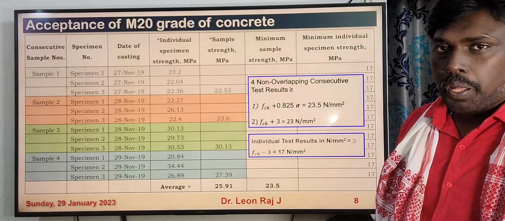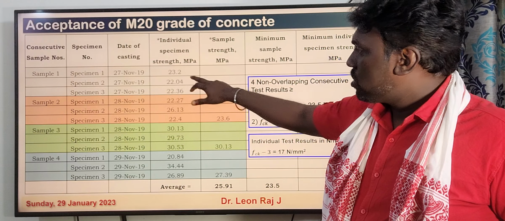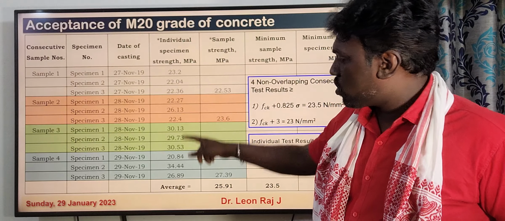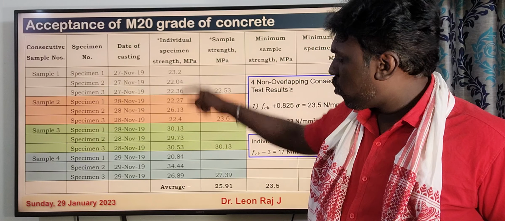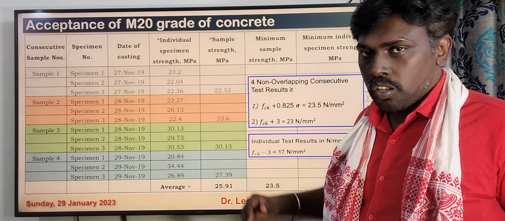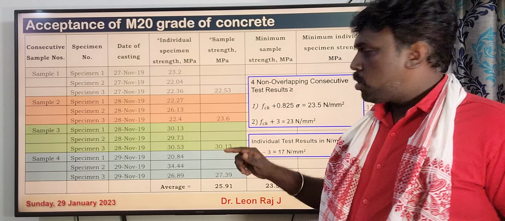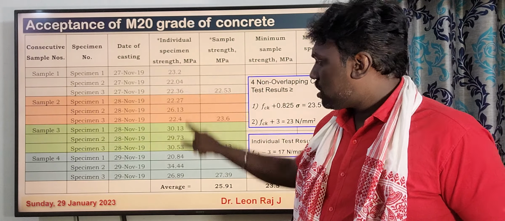Now the code-specified condition: 4 consecutive samples, non-overlapping. Non-overlapping means, here somewhere it is less than 22.06, so you cannot put this 34.44 here; you cannot overlap the samples. That's what the code is saying. 4 non-overlapping consecutive test results. So these are the consecutive and non-overlapping test results.